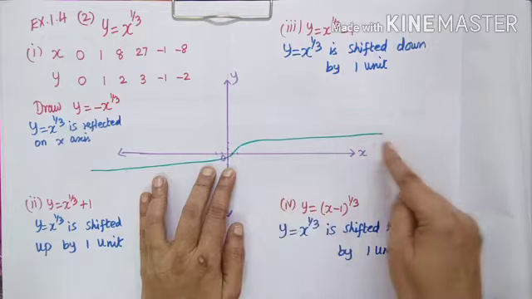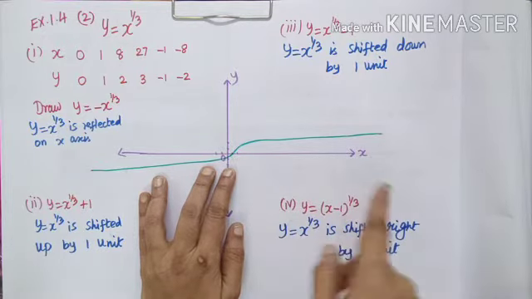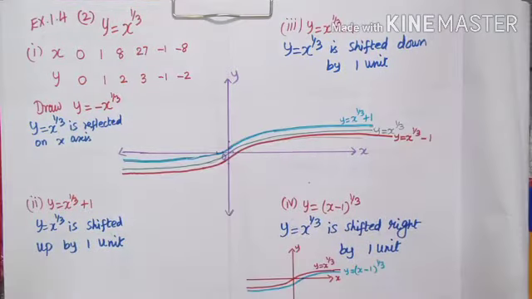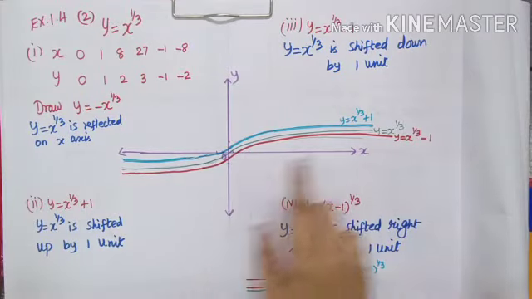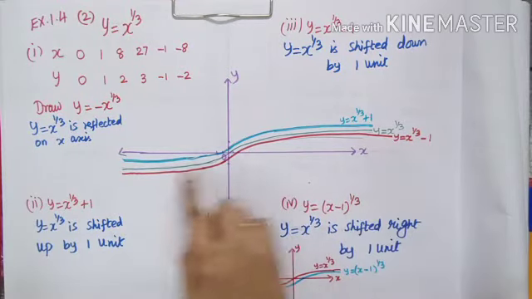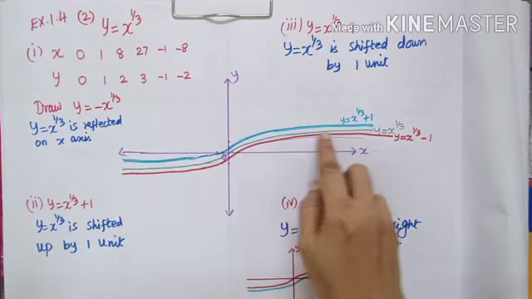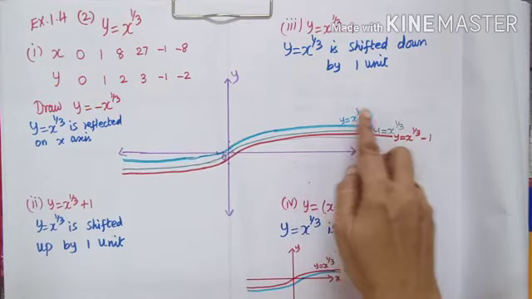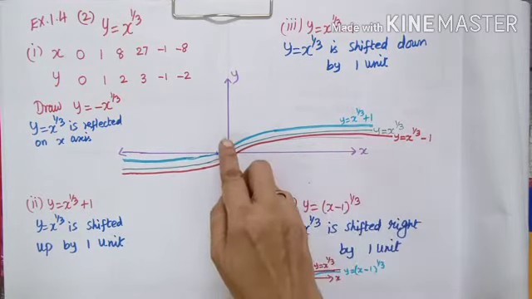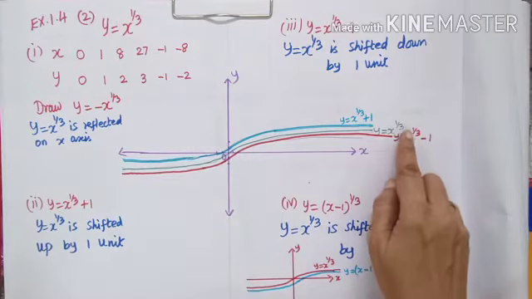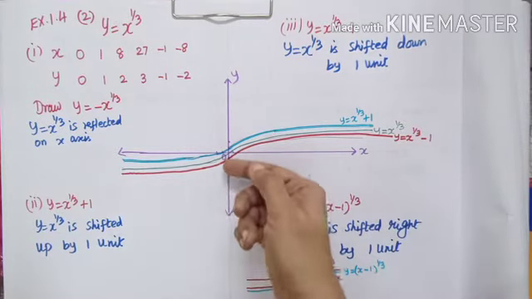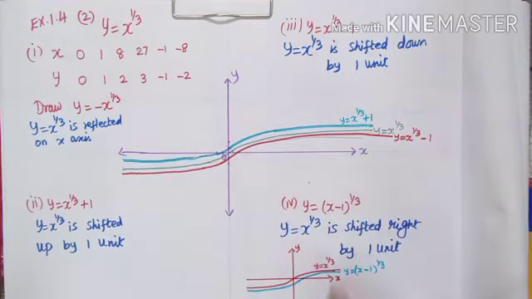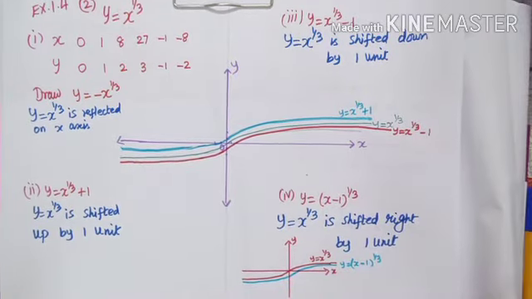We will try to draw it all in different colors. We have the diagram y equal to x power 1 by 3, the base diagram. X power 1 by 3 plus 1, shift up by 1 unit. X power 1 by 3 minus 1, shift down by 1 unit. X minus 1 whole power 1 by 3, shift it to the right by 1 unit, and that is the answer.